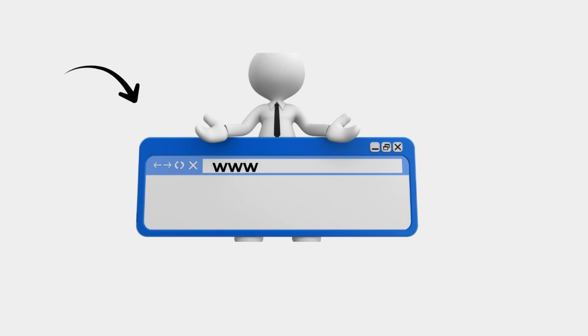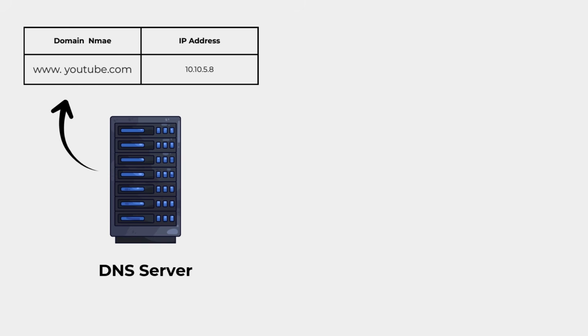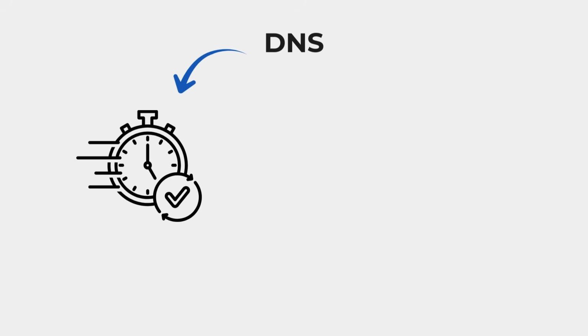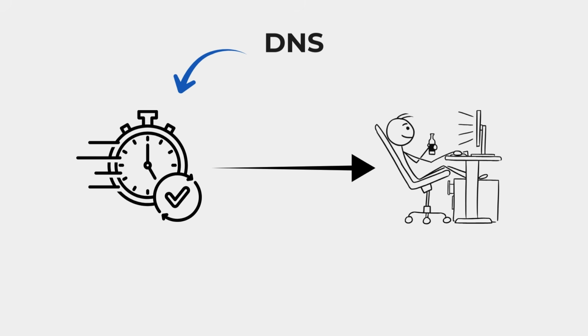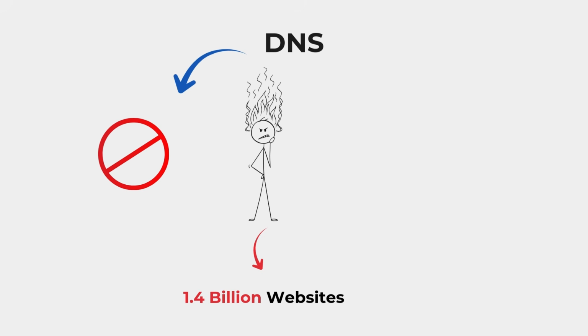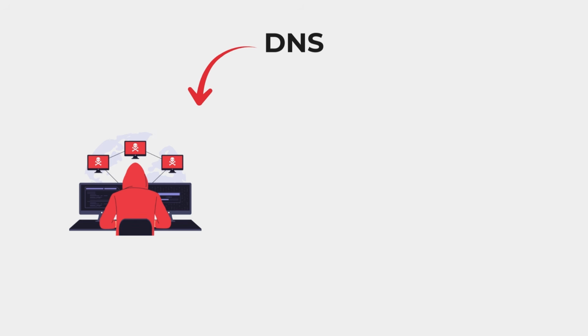When you enter a domain name into your browser, a DNS server looks up the corresponding IP address and directs your request to the appropriate web server. This happens almost instantly, making web browsing seamless. Without DNS, users would need to memorize complex numerical IP addresses for every website they visit, making the Internet practically unusable. However, DNS can also be exploited.